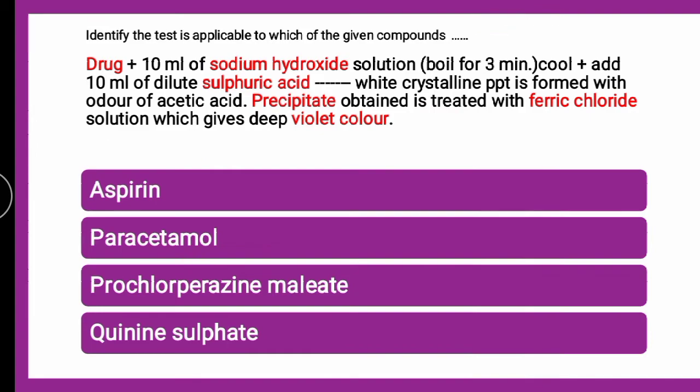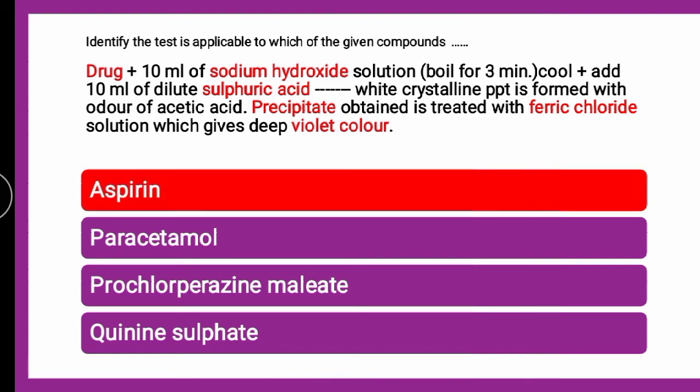The next question is: identify to which of the given compounds the test is applicable. The test is that you take the drug and treat it with NaOH and H2SO4. After treating it with NaOH and H2SO4, a precipitate will be formed which gives the odor of acetic acid, and the precipitate obtained is treated with FeCl3 solution, which gives a deep violet color. Whether this test is applicable for aspirin, paracetamol, prochlorperazine maleate or quinine sulfate, the correct answer is aspirin.